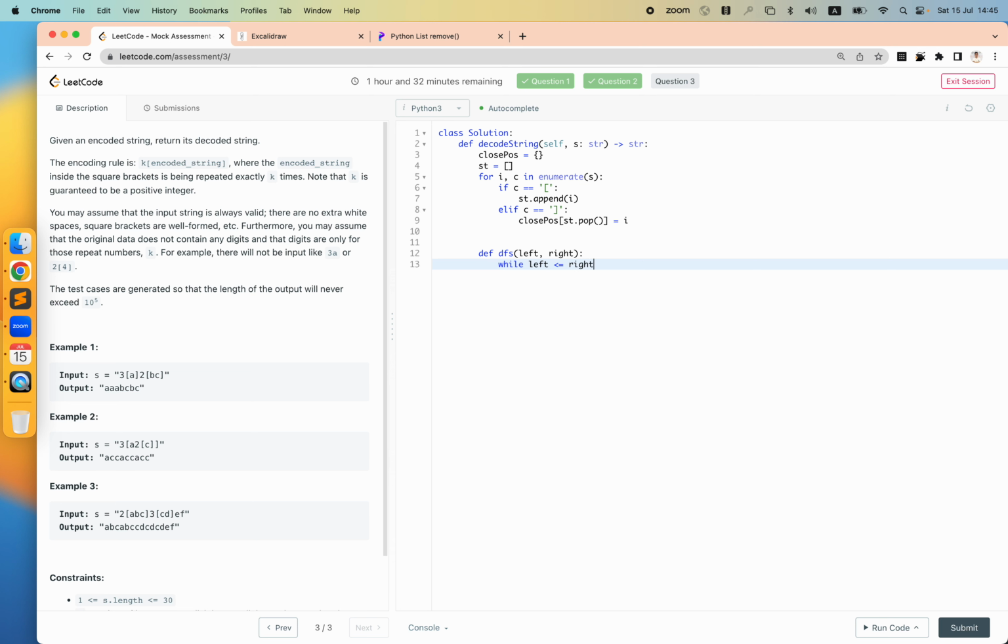While left, num here. Okay, if c is a digit, num will equal num multiplied by 10 plus the int of c. If it's not a digit, then the answer here.